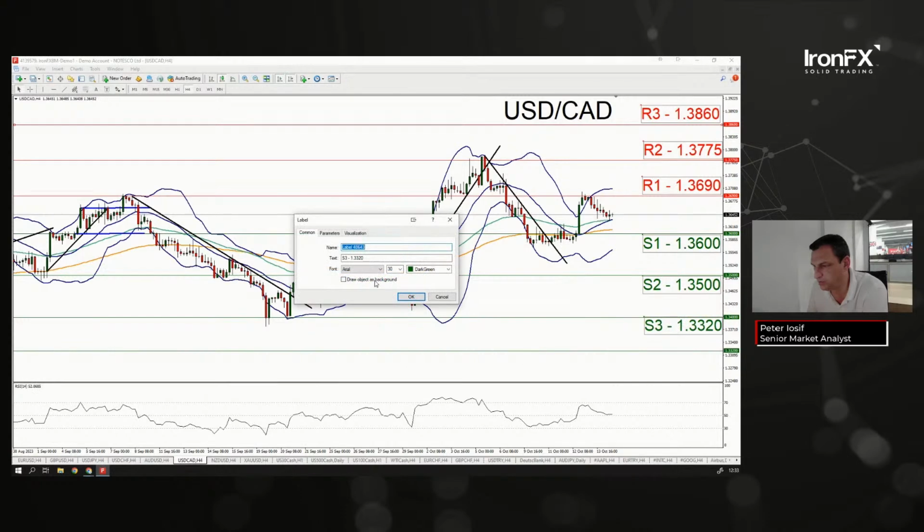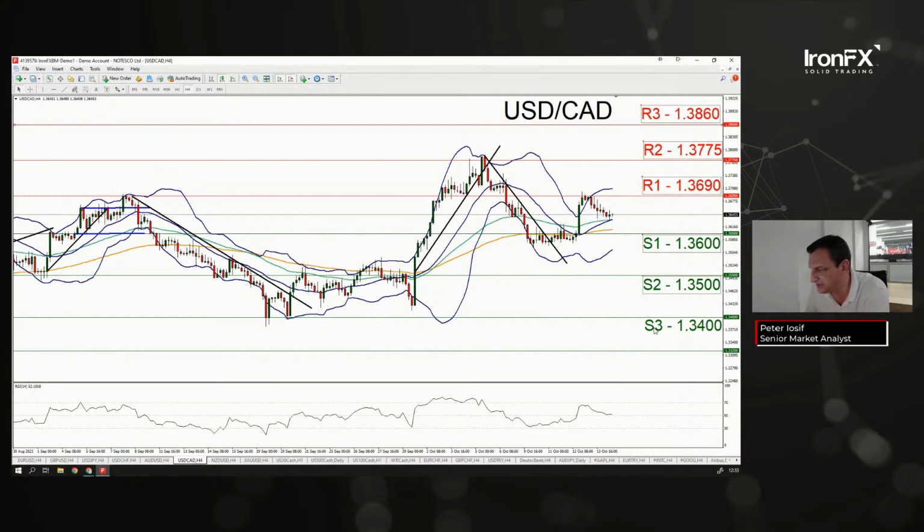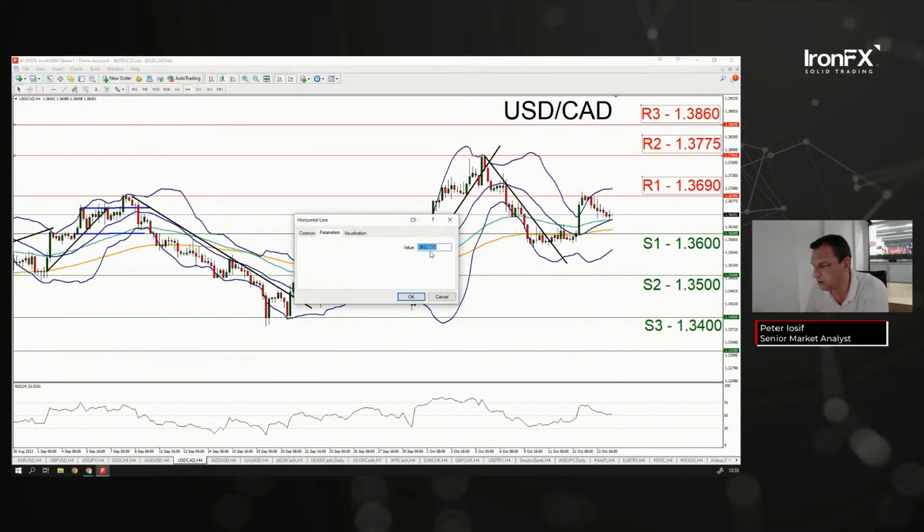the S3 at 1.34. It's interesting how the support levels are evenly split by 100 pips. You can see the S3, then the S2 is at 1.35, 100 pips higher. The S1 is 100 pips higher than the S2. Okay, that range changes a little bit, actually narrows a little bit in the coming levels. Yet I would note that the R2 could go a little bit higher, somewhere here. 1.3785.